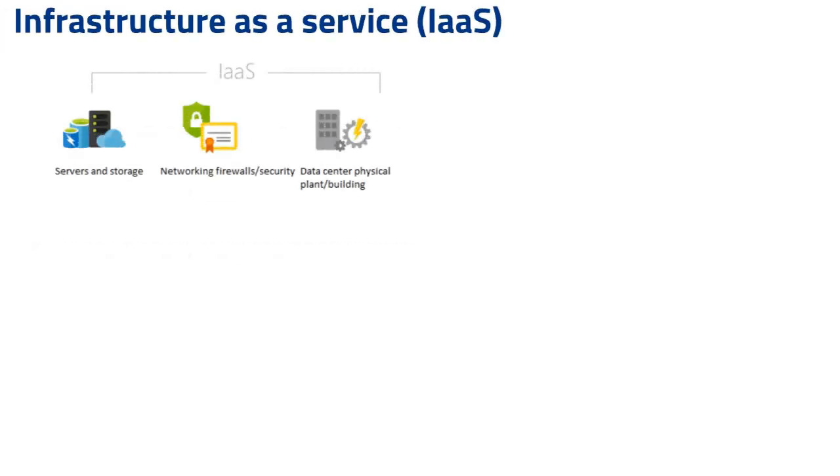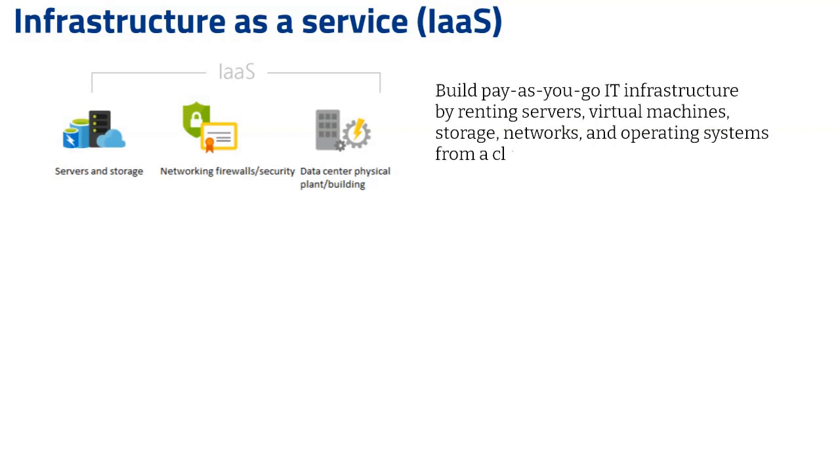Infrastructure as a service is the most basic category of public cloud. With infrastructure as a service, you rent IT infrastructure like virtual machines, storage, networks, and operating systems from a cloud provider. Infrastructure as a service is an instant computing infrastructure provisioned and managed over the internet. You can quickly scale up and down with demand and pay only for what you use.